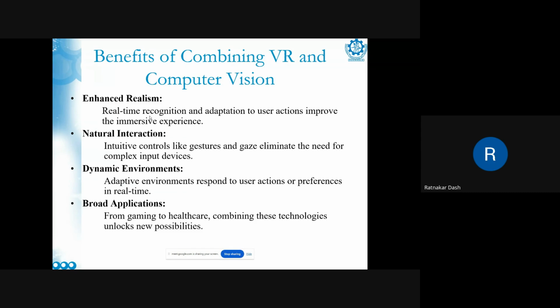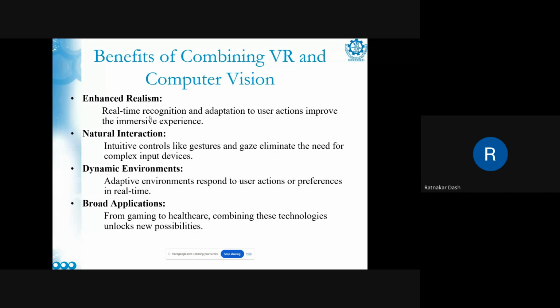Some of the benefits have been listed here. One is enhanced realism, where we get real-time recognition and adaptation, so that the user feels immersed in a particular simulated environment, and we can interact with different objects using controls like gaze and gestures, which can also eliminate the need for complex input devices. Initially, when VR started, people used input devices to control all of this. Nowadays we use gaze and gestures to control different interactions, which gives a natural feeling of interacting with real-world objects.